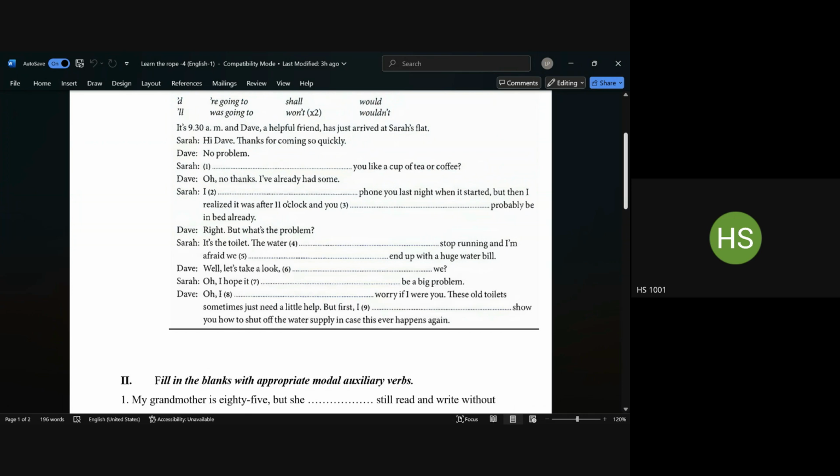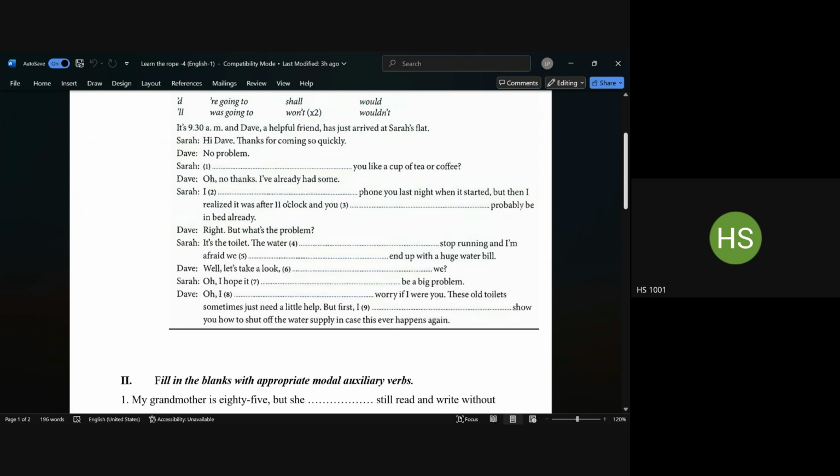We use will, right? We have an apostrophe LL that is will. But first I'll show you how to shut off the water supply in case this ever happens again. Now, this is intention used with the core meaning. It's not prediction, not used in the future tense. This is used as a modal verb to mean intention.